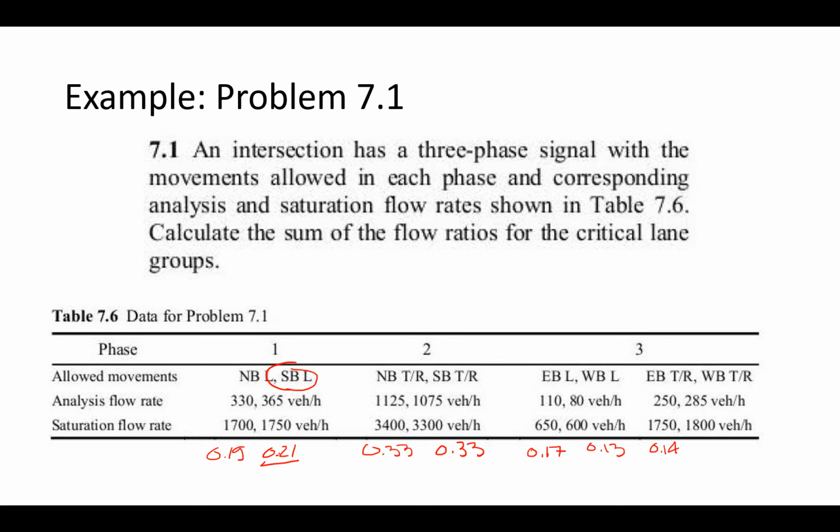And this is a very riveting video, isn't it? Me doing math. 285 divided by 1800, I get 0.16 for that. Hey, I'm actually writing better as we go. It's good practice for me with this writing tab. All right, so here are our V over S ratios for each lane, for each movement we've got out there.